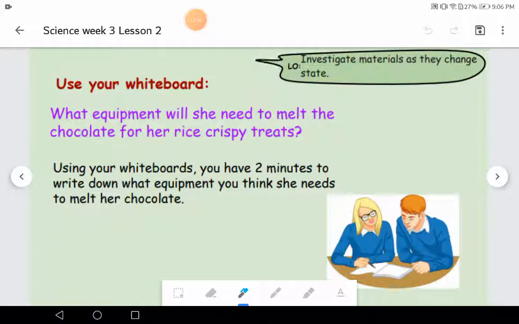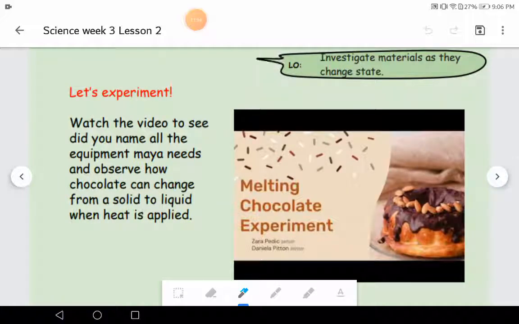Okay. So if you have a whiteboard, you can use it. So then, use your whiteboard. You have 2 minutes to write down what equipment you think she needs to melt her chocolate. And here, I want you to put this on YouTube. It's called Melting Chocolate Experiment. This is how it looks.